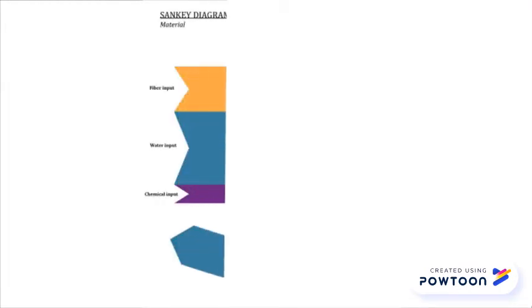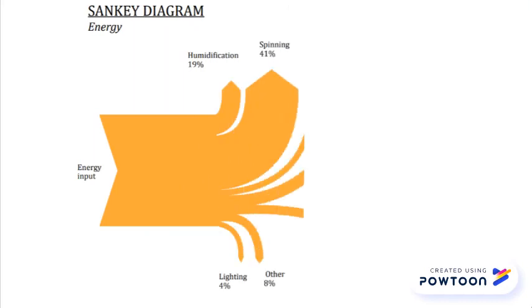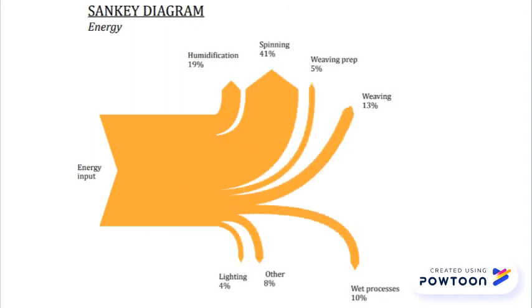The material inputs are divided into fibers, water, and chemicals. The orange arrow represents the flow of the fibers. Most of it comes out as textiles, but 11% are lost in the waste process. The blue arrows represent the water flows, where the bottom one shows that 56% of the water can be recycled. The purple arrow shows the chemical flows, where 47% of the chemicals will end up in the textiles. Here, the diagram shows how the energy is distributed in different processes.